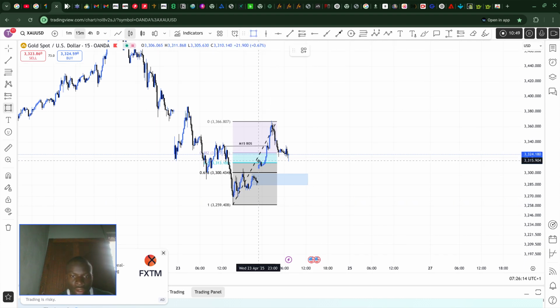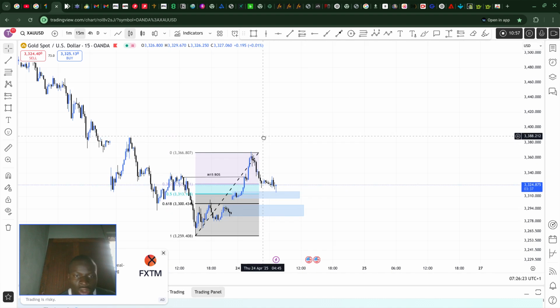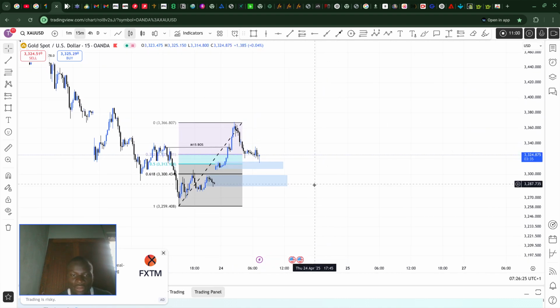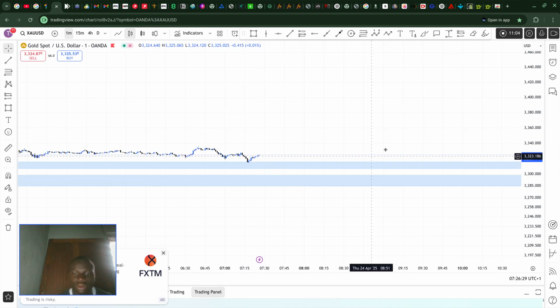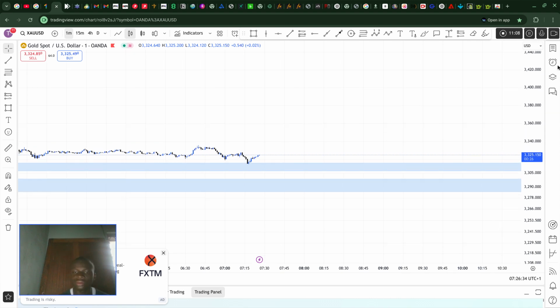Maybe here, because I'm currently seeing some sort of rejection from this point here. So now what we do is wait for the 1-minute to align. As you can see, the market just, yeah. If you go to the 1-minute time frame, what we're actually seeing in the 1-minute time frame.